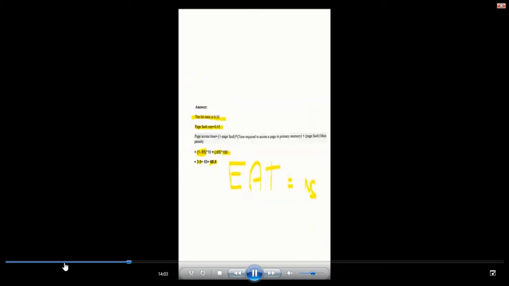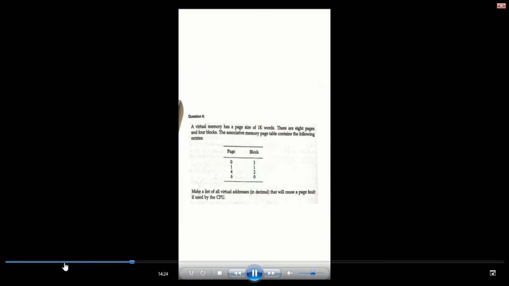Shall I go to the next slide now? Next problem. Okay. So now let's go to problem number 6. This is your problem number 6. Let me read that. A virtual memory has a page size of 1 kilowords. Tell me, in 1 kilowords, how many words will be there? 1024, correct? 1024 words.